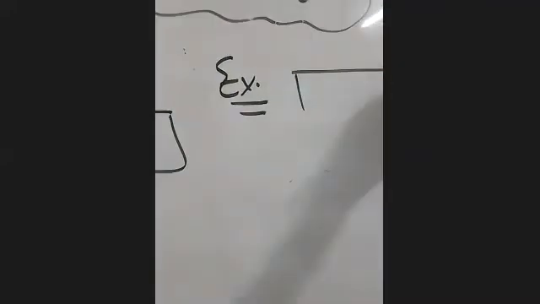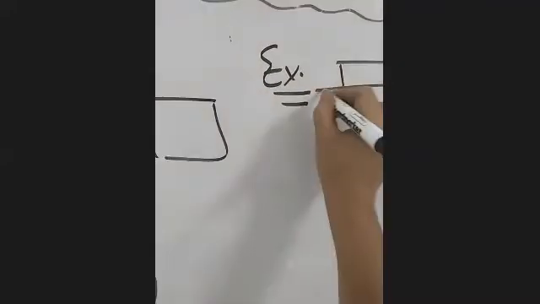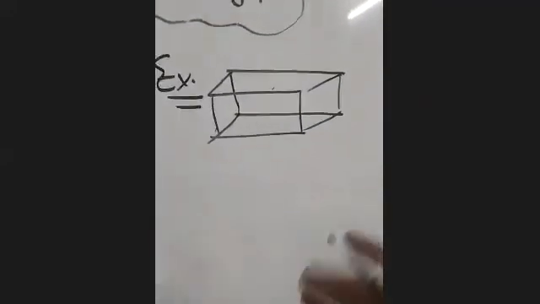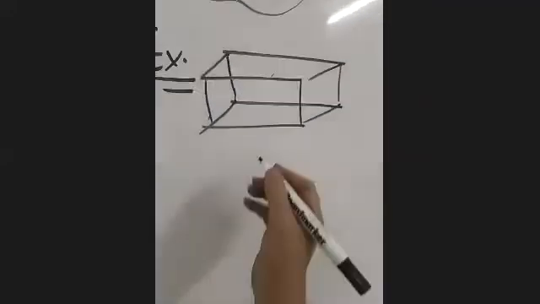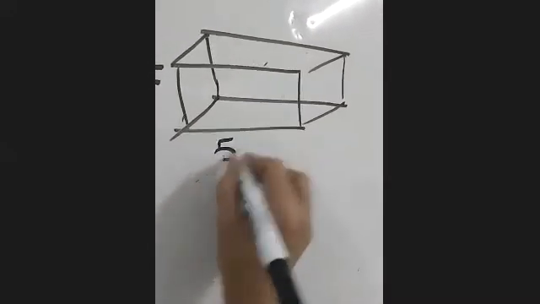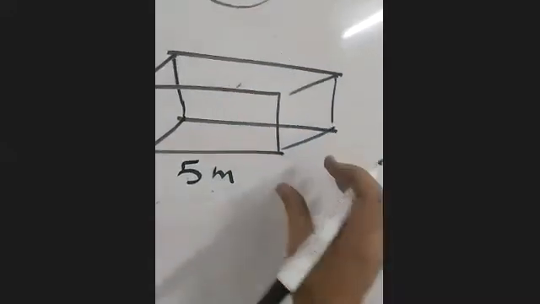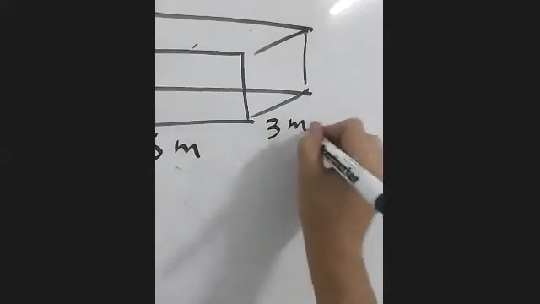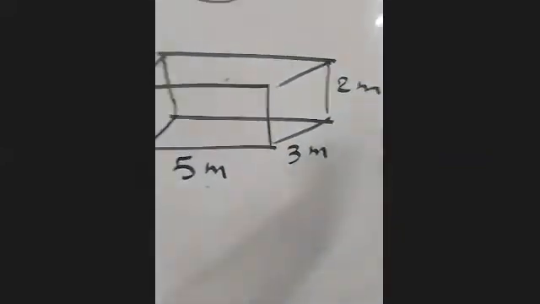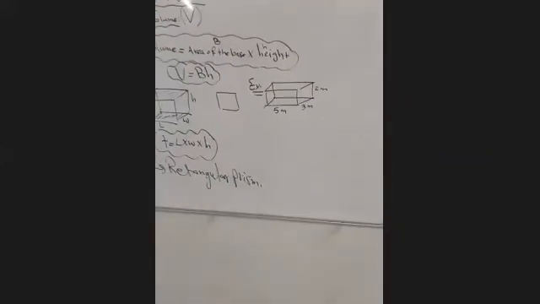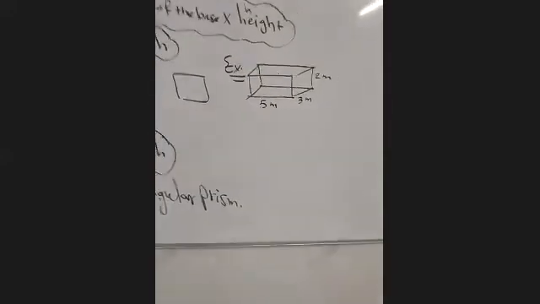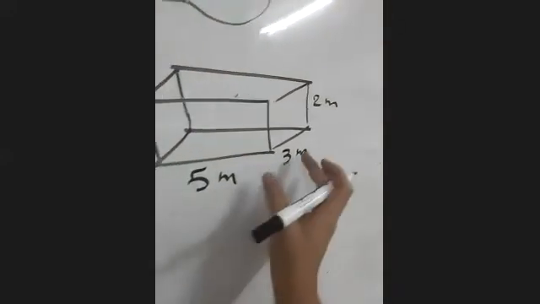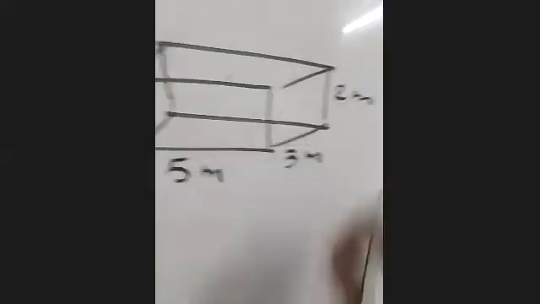This is a rectangular prism. Now, let's assume that the length is 5 meters, a room with length 5 meters, width 3 meters, and height 2 meters. We are assuming we are inside a room. The length of it is 5, the width 3, and the height is 2.